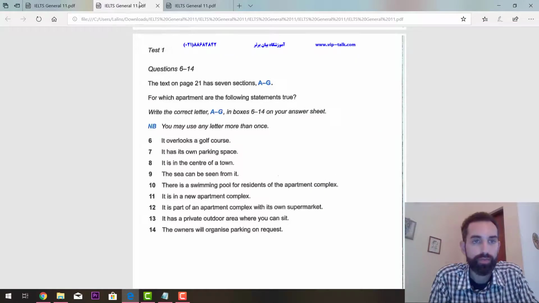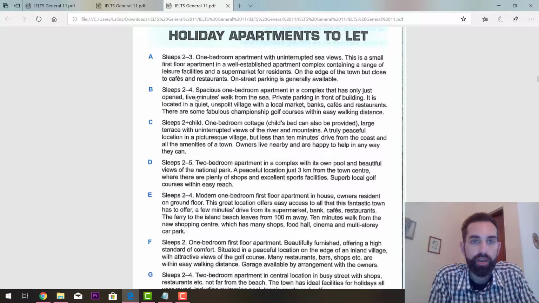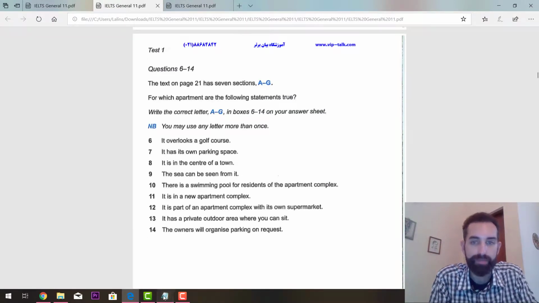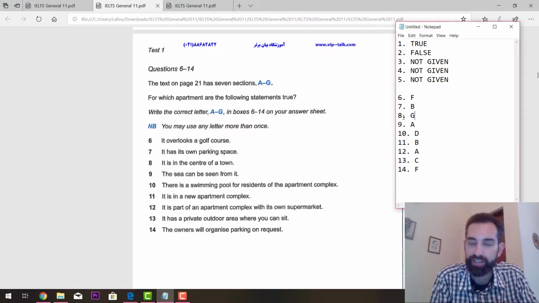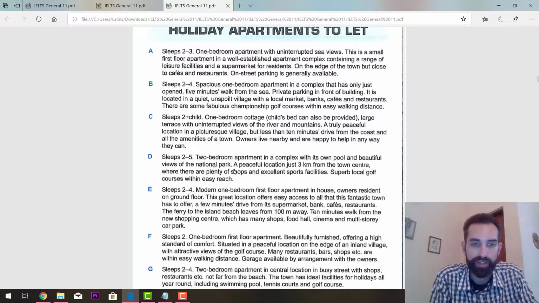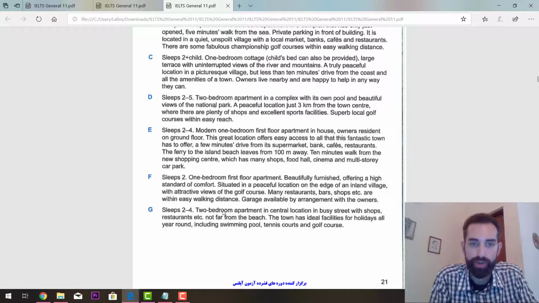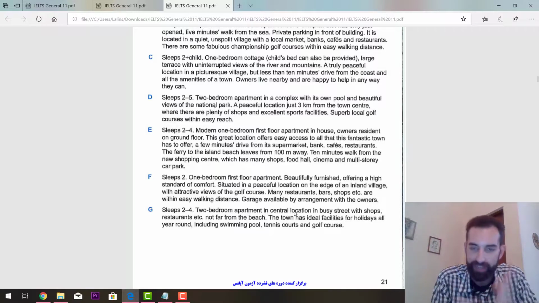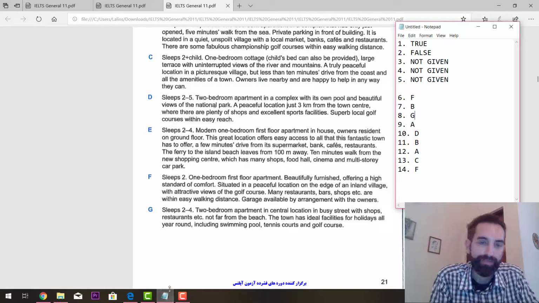Now 7 was B. It has its own parking space. B: spacious 1-bedroom apartment in a complex that has only just opened, 5 minutes walk from the sea. Private parking in front of building. Yes, that means 7 is indeed B. And 8 is G. 8, it is in the center of a town. We just went over that. 2-bedroom apartment in central location. That means in the center. So yes, 8 is G.